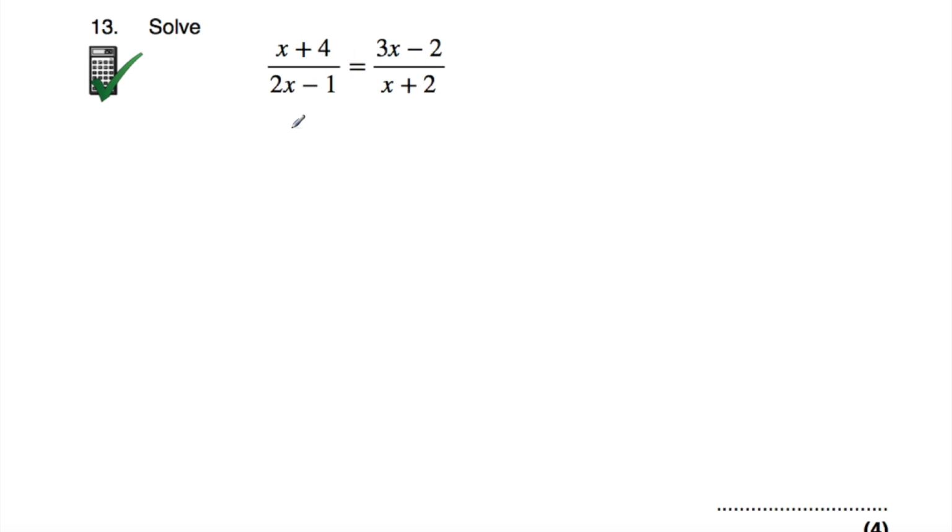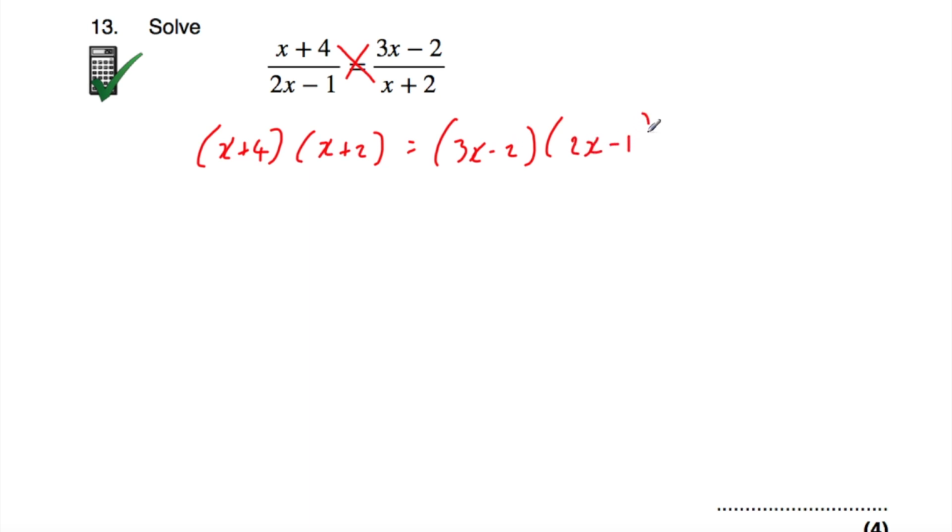So again, we've got a fraction equal to another fraction, so let's use cross multiplication. This numerator times that denominator will equal this numerator times that denominator. So x plus 4 multiplied by x plus 2 will equal, and then this numerator, which is 3x minus 2 multiplied by 2x minus 1. So that's fantastic. We've got this numerator times that denominator, yep, equals that numerator times that denominator, yep.